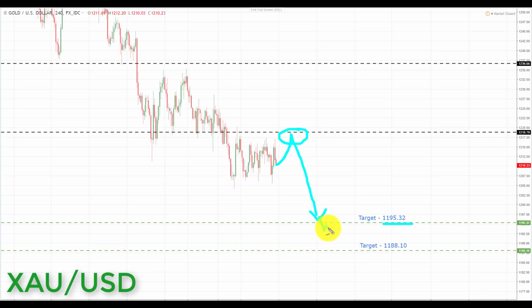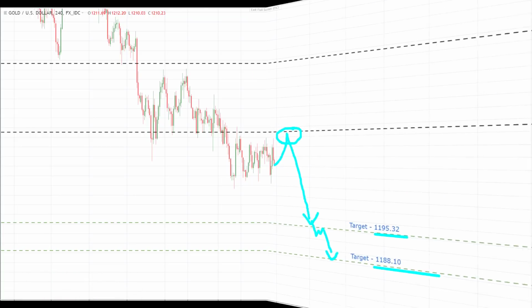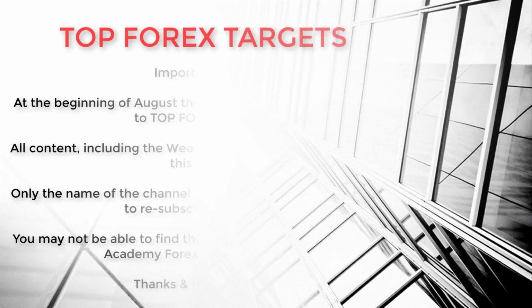And if we can get a breakthrough here, down towards the next key area of support to the downside and target 2 at the 1188.10. I do like gold personally. If we get this kind of a pullback into this area, I think gold next week could be a really nice move.